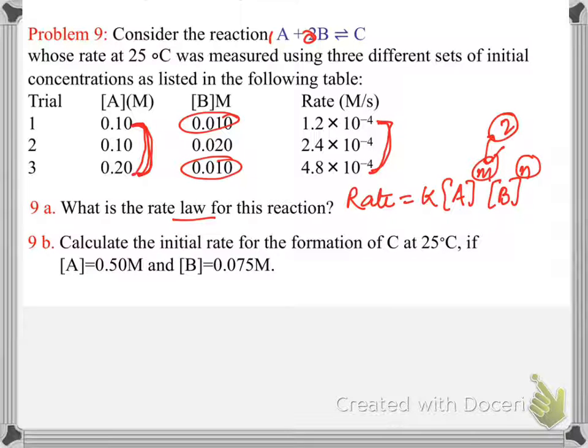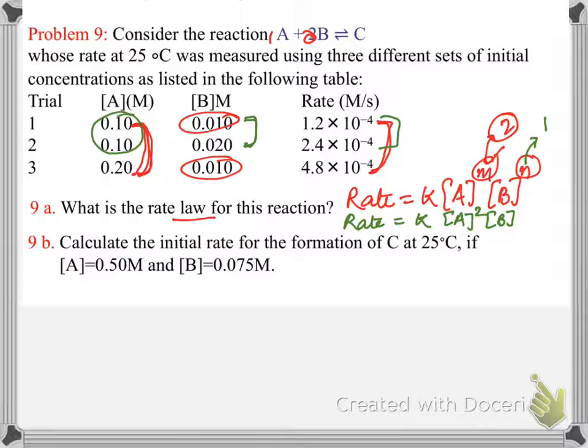Let's find the value of N, the order of reaction with respect to B. In that case, we're going to pick two experiments where A is constant. Here, the concentration of A is constant. And if you look here, if the concentration of B is doubled, the rate is doubled. What does that tell me about N? It means it is 1. So now we got the order values. My rate law is K times A squared and B to the power 1.